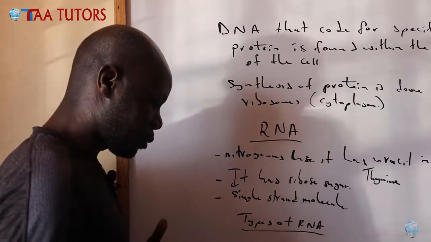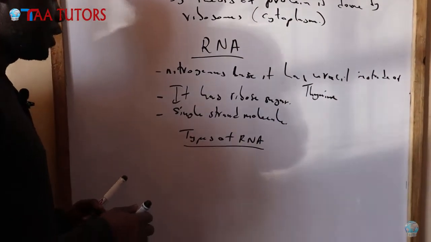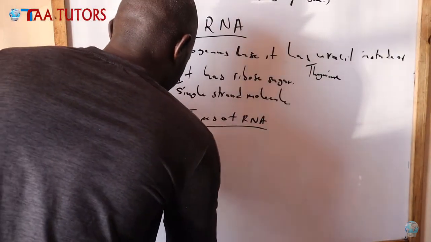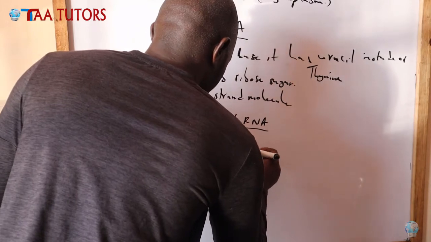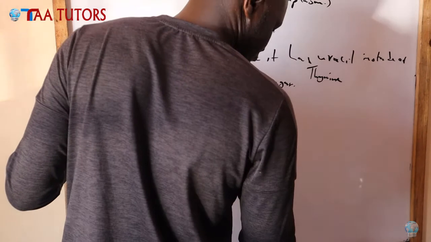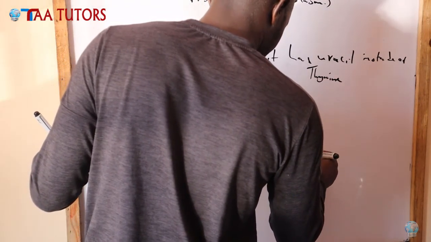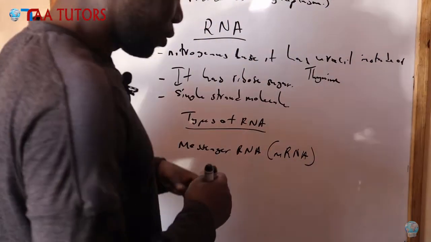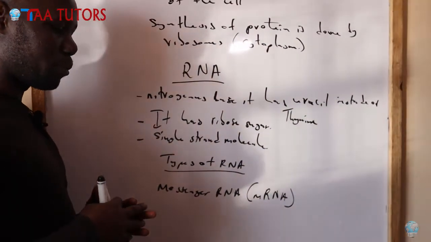So for the first process, we must understand the first type of RNA that is going to help us in doing this. We are calling it messenger RNA. We basically write it as mRNA, with a small m. This is what is going to help us understand the first stage of protein synthesis.